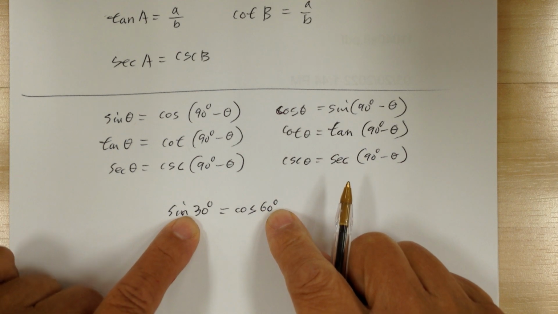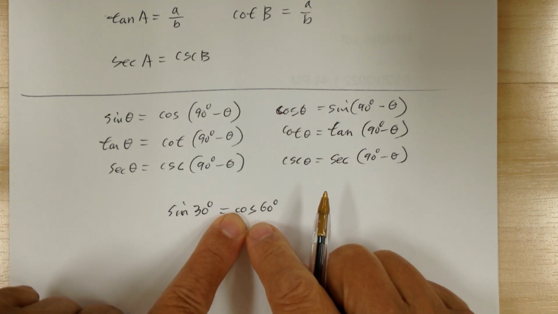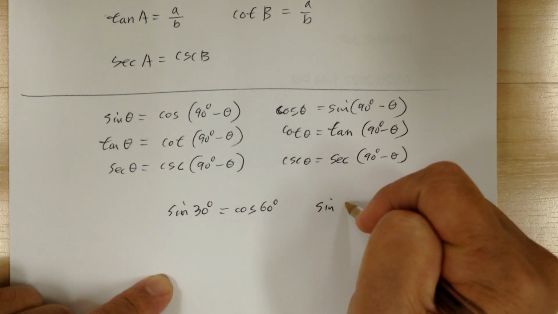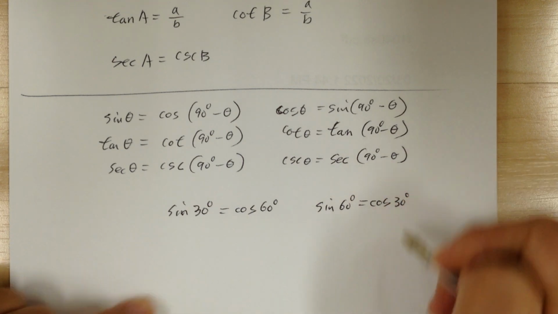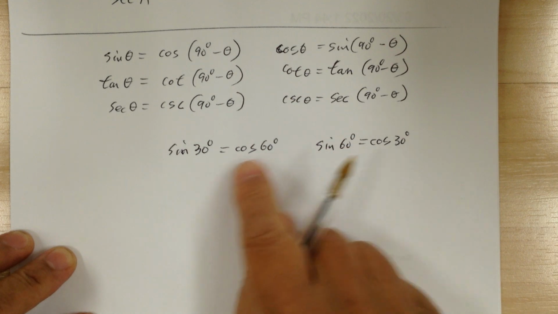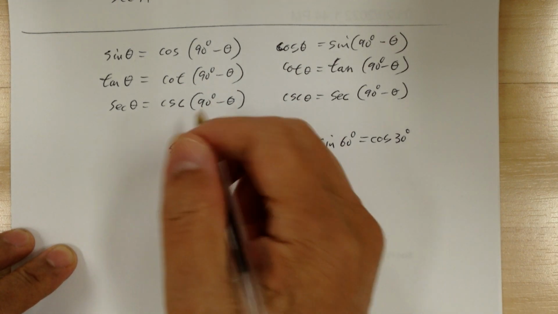Because they are complementary angles, right? And so you have the cofunction of it, okay? And vice versa. So if you have sine of 60 degrees, this will equal cosine of 30 degrees. Okay, because they are cofunctions of each other. And same thing with tangent.